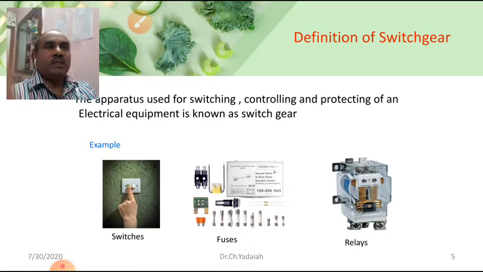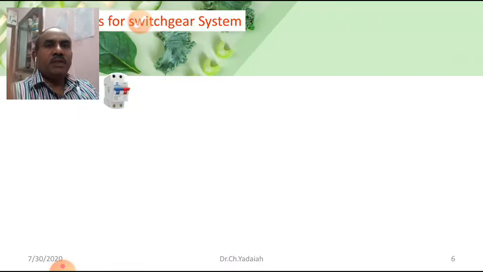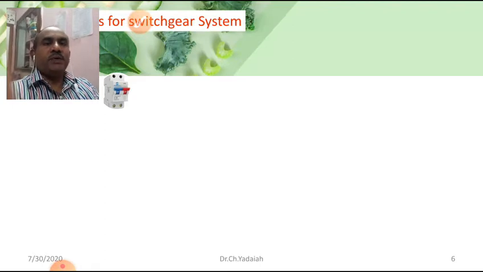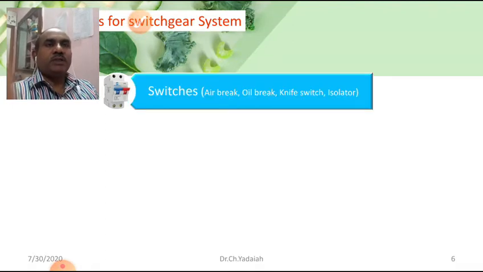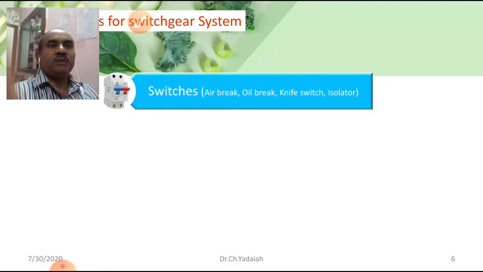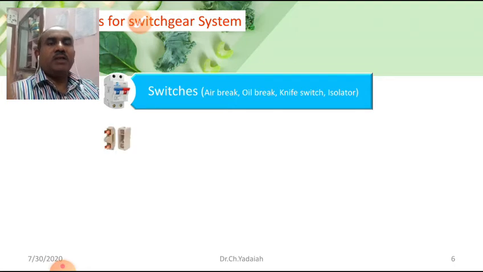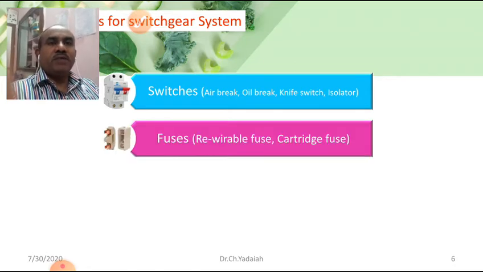The simple switchgear equipment you already know. You can see this is an MCB and isolators, generally used in domestic settings. The switches, air break switches, oil break switches, knife switches and isolators, we have already seen all these things. Now the protective equipment: kitkat fuses, rewirable fuses and cartridge fuses.